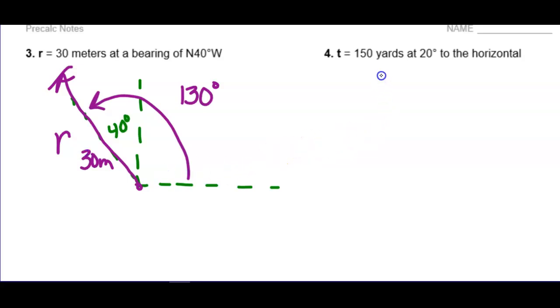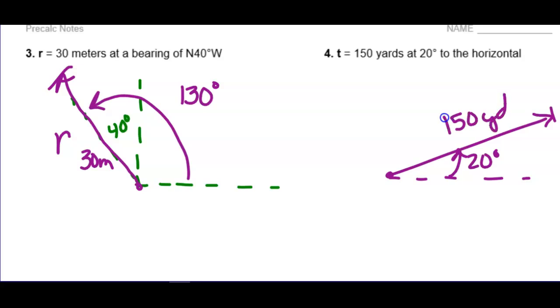And this 150 yards at a 20 degree to the horizon. This one is just a 20-degree angle in here. And from here to here is 150 yards. And it's called T.